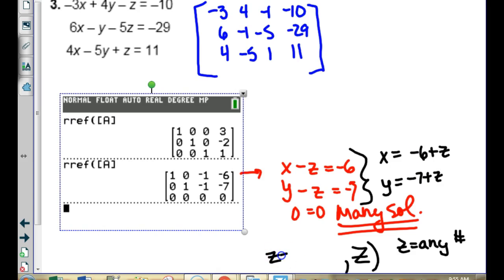So I'm going to write z minus 6, z minus 7, and z. You can write it in the other order, it doesn't matter. Well, as in -6 plus z. You do have to put the x in the x spot and the y in the y spot. Everybody okay?